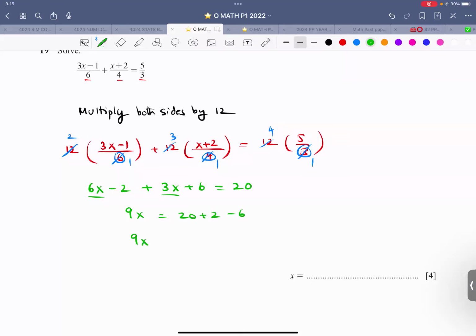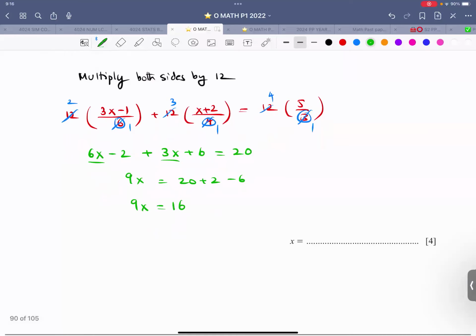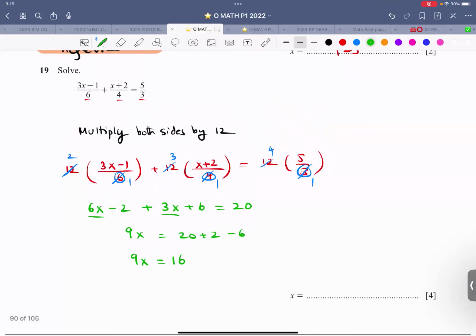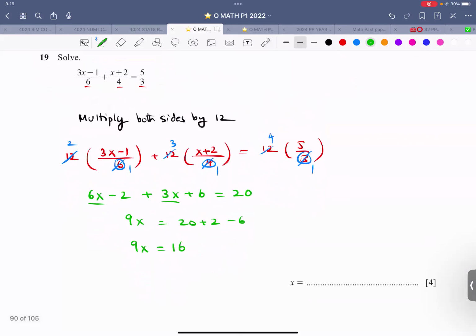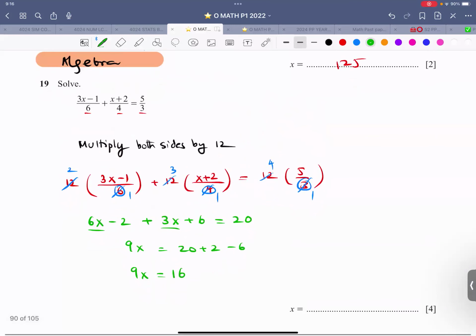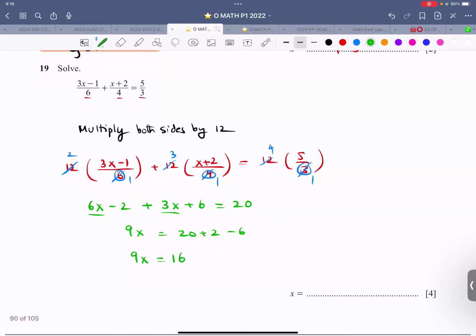So 9x is equal to 20 minus 4, which is 16. And then we make this the subject. Let me just double check one thing, because sometimes when it's too easy, there is a chance that you might be making a mistake. So in 19, this is 16 and this is 9. And let me double check.